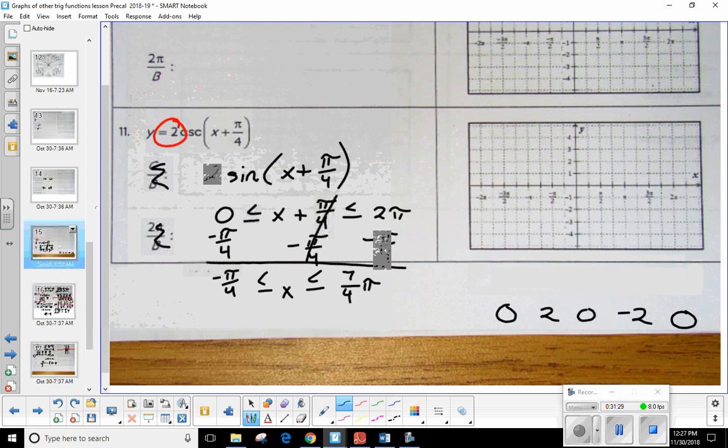Okay, so now we know what the y's are. Okay, so you're saying negative pi over 4 will go with 0? Okay. What goes with the other 0? 7 pi over 4.